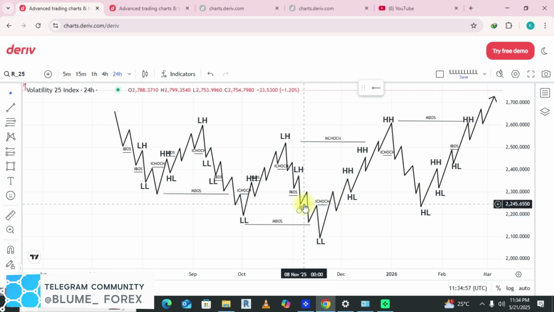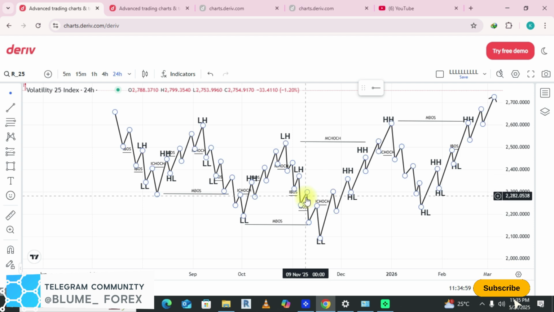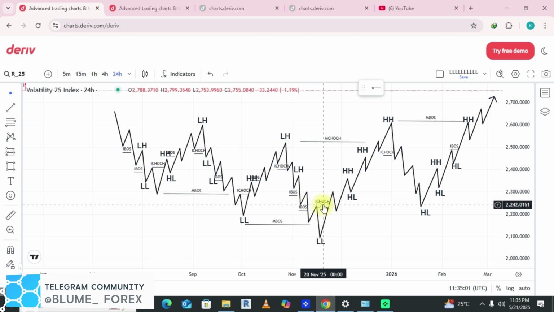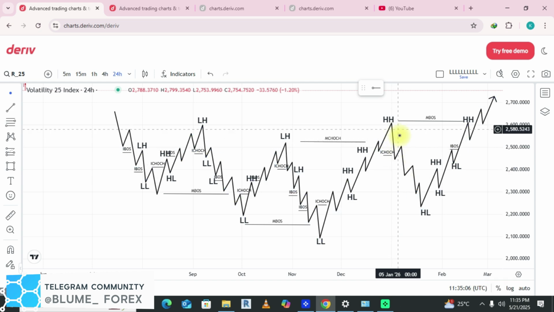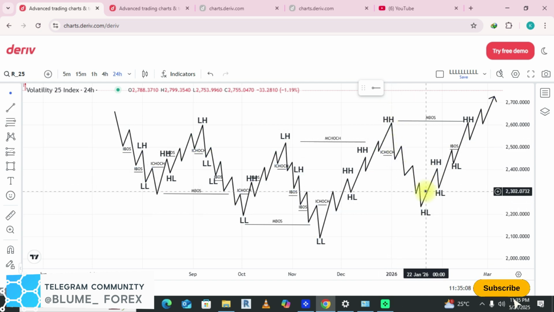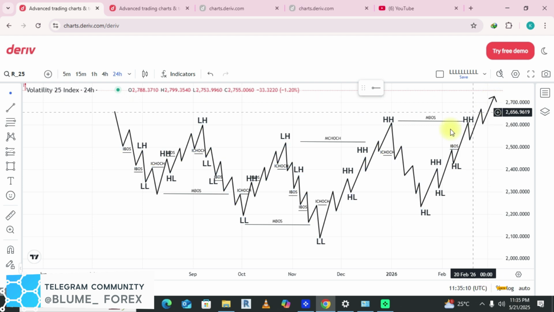So the reason why all these are high CHoCHs is that they are all internal structures to this low and this high. All these highs and lows are internal structures to this high and this low, this high, and the other high that's going to be formed, right?